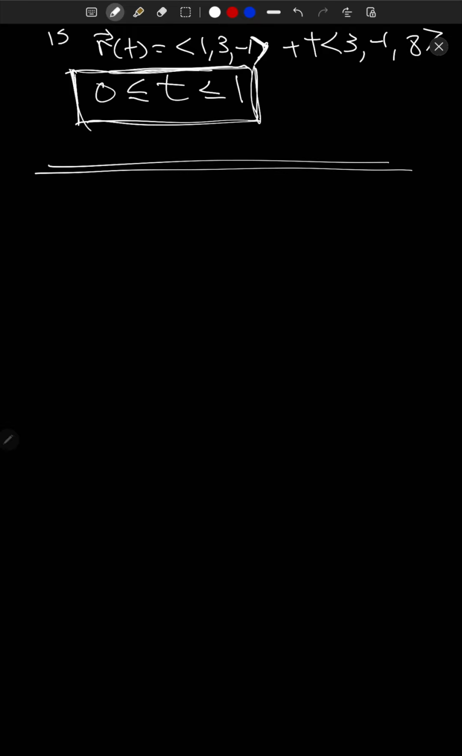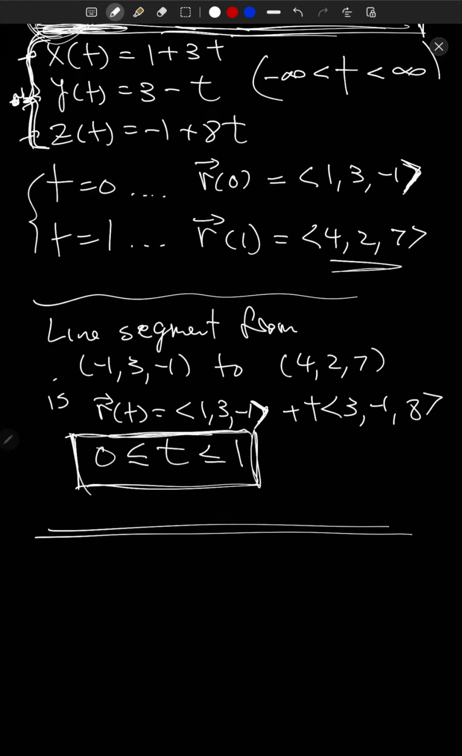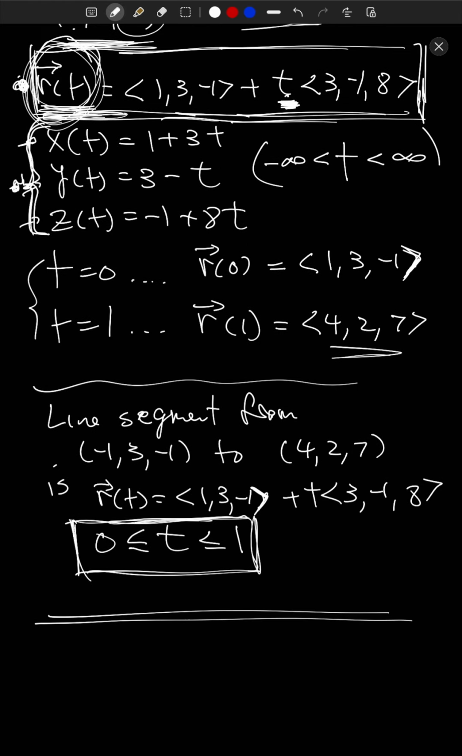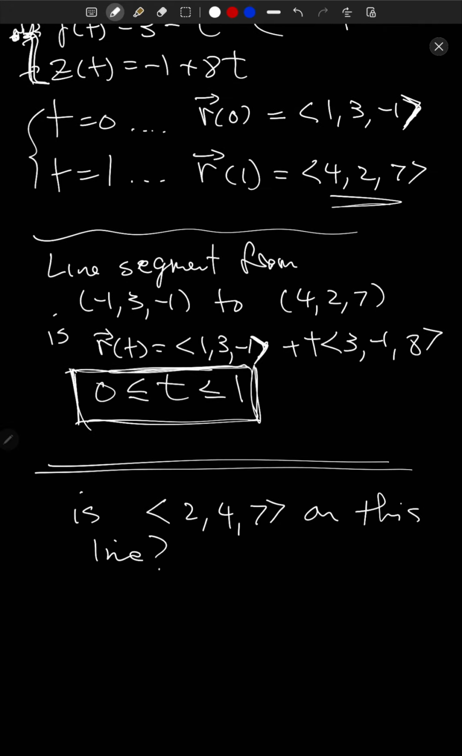In any case, in the homework, you'll see all sorts of problems about these kinds of parametric equations or this kind of vector equation or parametric equation of a line. For example, maybe there'll be a problem: is 2, 4, 7 on this line that we just wrote down?